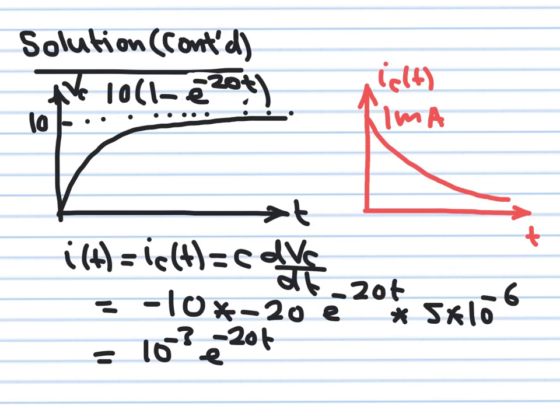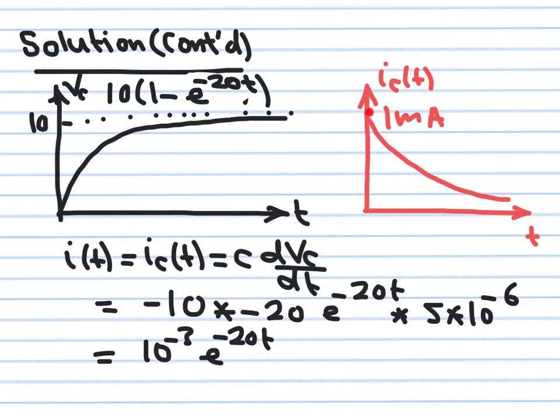If you collect all these coefficients, this will become positive. This will give us 200 multiplied by 5 times 10 to the minus 6. Okay, so this will give us 10 to the minus 3 e to the minus 20t, which is correct, because I mentioned in the beginning that the current at time 0 was equal to 1 milliampere.